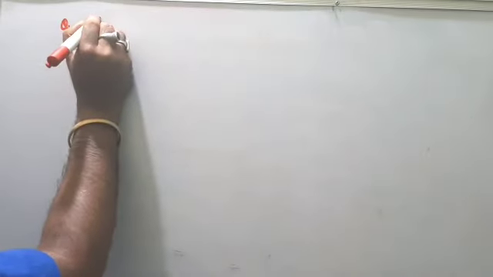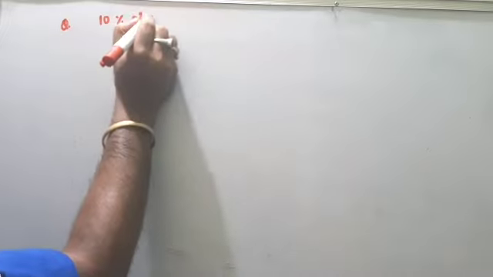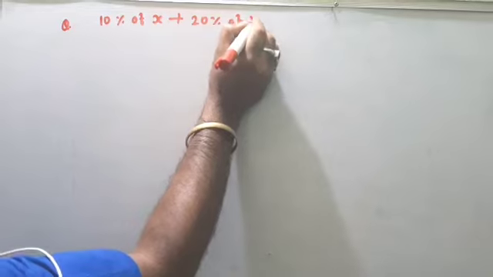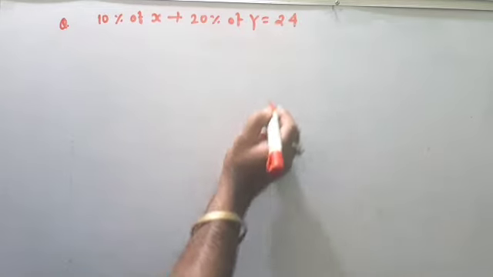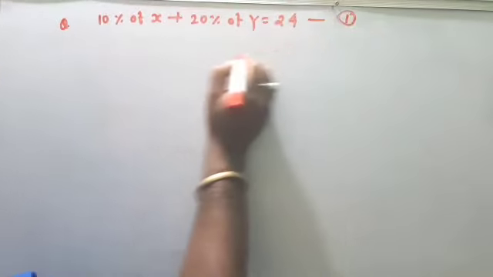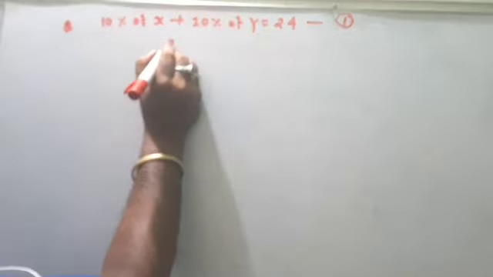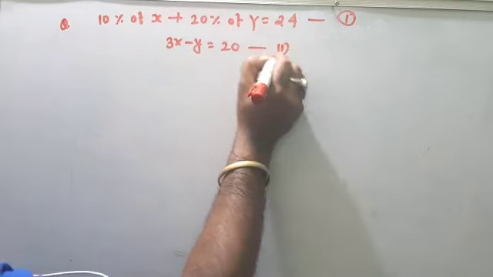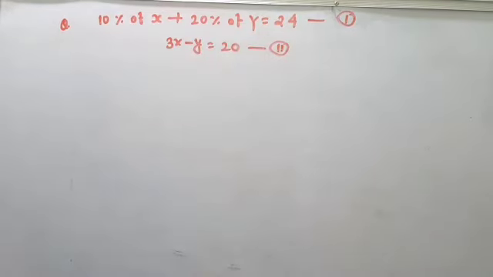One more question. 10% of x plus 20% of y is equal to 24. This is your equation 1. And 3x minus y is equal to 20. This is your equation 2. So one more question: 10% of x plus 20% of y is equal to 24 and 3x minus y is equal to 20.